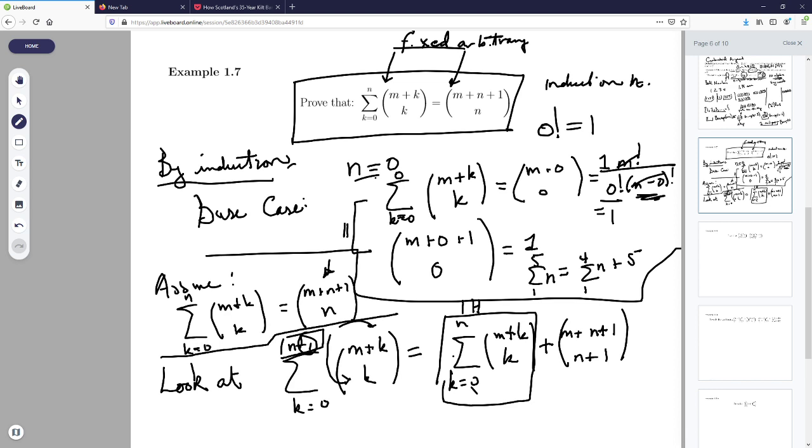Okay, so I'm going to apply the inductive hypothesis here. And I'm just going to say that this thing is equal to m plus n plus 1 choose n, plus m plus n plus 1 choose n plus 1.